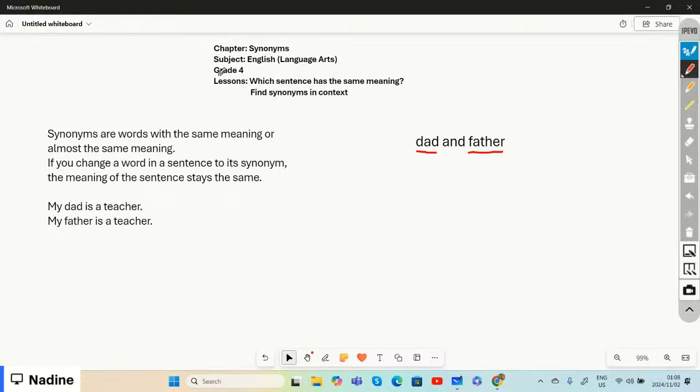Let's look at another word, maybe mom and mother. This is also the same, right? The role of the mom, the role of the mother is the same. One of you would say, oh no, this is my mom, and call her mom. The other one would say mother, mama. However you address your mom, mom or mother are two different words, but the meanings are the same.